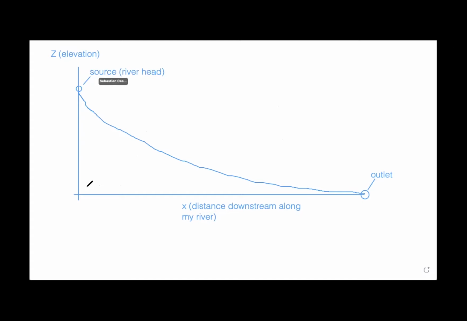There's a few knickpoints and a few pools and riffles on the way. So now what I can draw is the uplift vector. So this is uplift, uplift U, and that's maybe in millimeter per year. And that's U in millimeter per year.